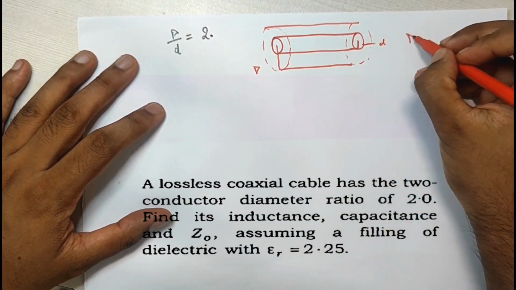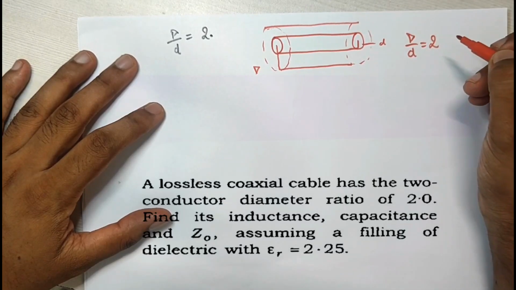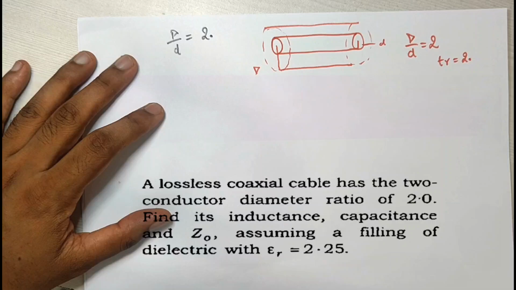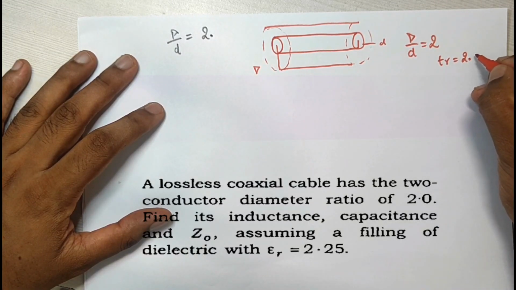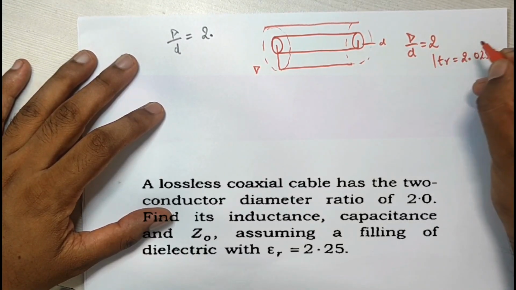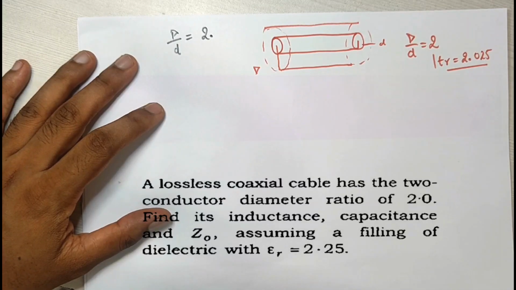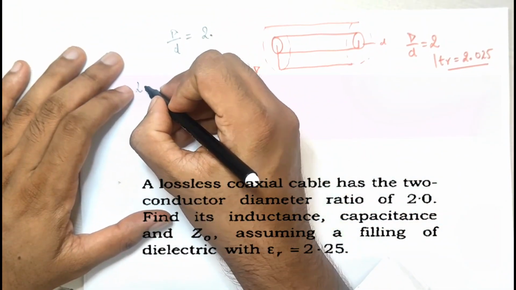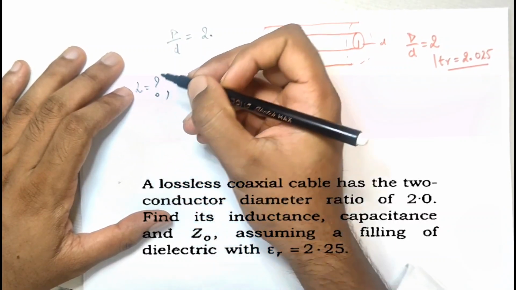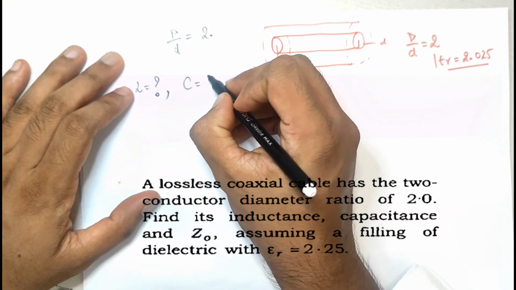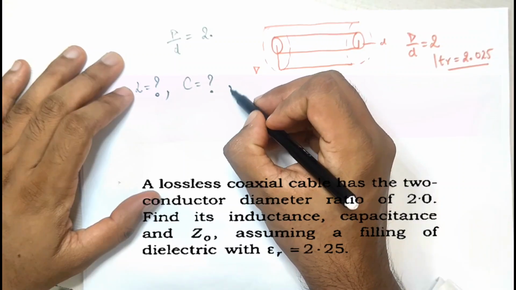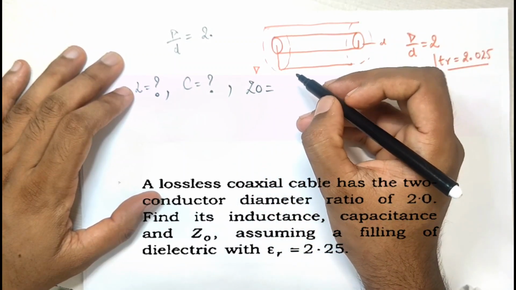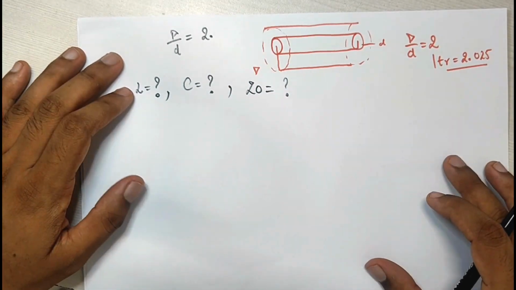Now in the question it is saying D by d is equal to 2 and epsilon R, relative permittivity, is given as 2.025, right? Now what are the things we need to calculate? We need to calculate inductance, we need capacitance, and we also need characteristic impedance.